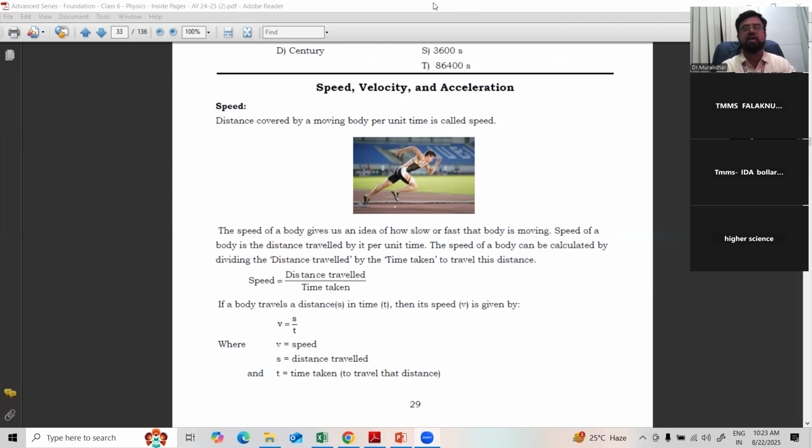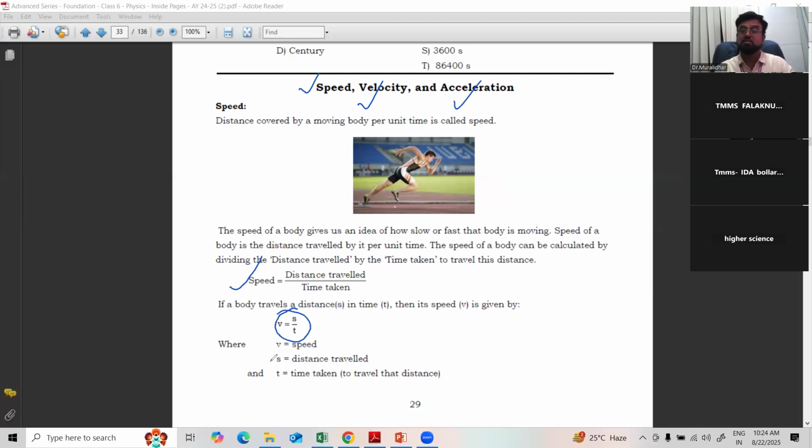Now the next one is speed, velocity, acceleration. Another three words. Speed is nothing but the rate of distance. How fast you are moving. That is distance by time. Distance traveled by time is called speed. That is, if a body travels a distance of s in time t, then speed v is equal to s by t. Distance by time.